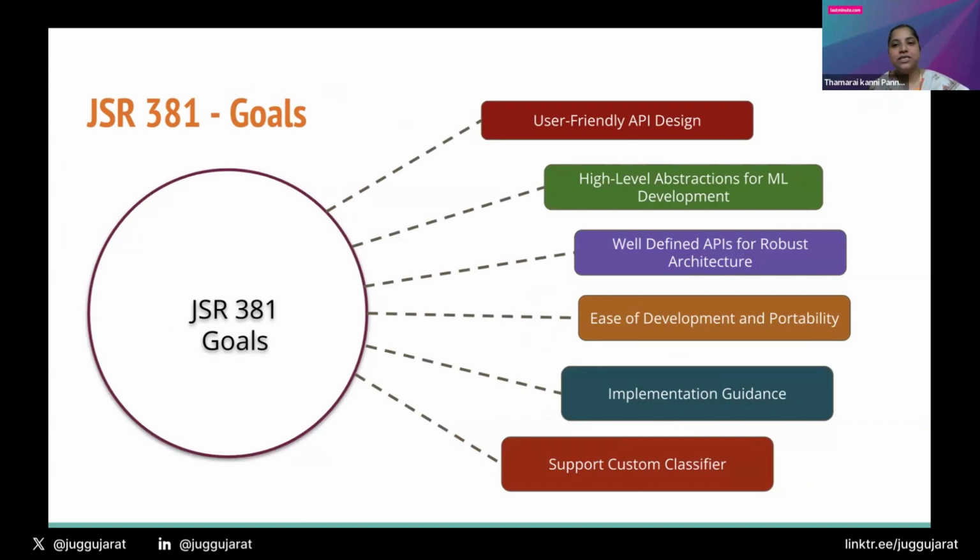They said it will be a user-friendly API design, with a high level of abstraction for ML, and well-defined APIs. It will be easy to implement. And if you want to expand it with your custom classifier, it will have that extension model also. This is what they proposed.